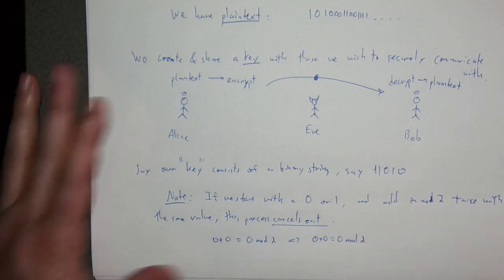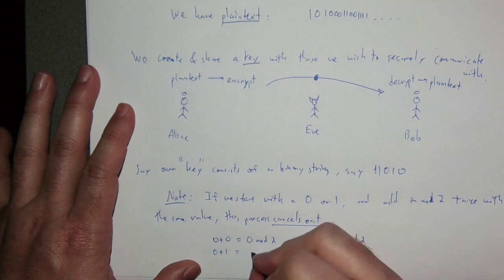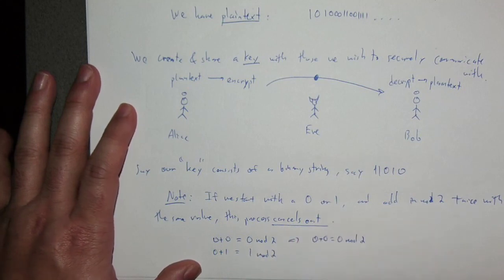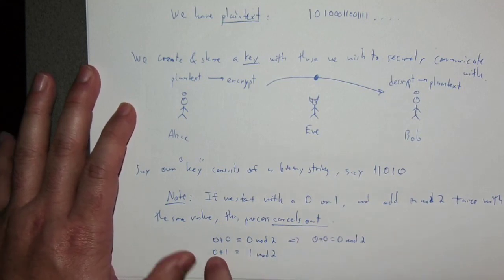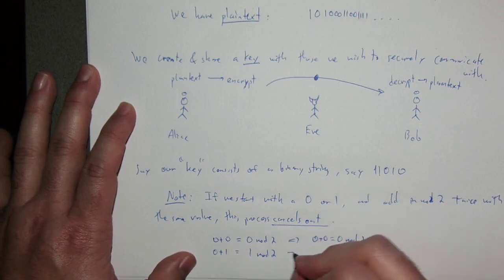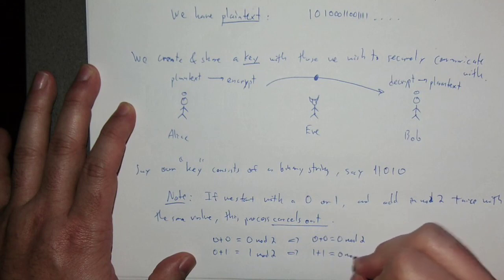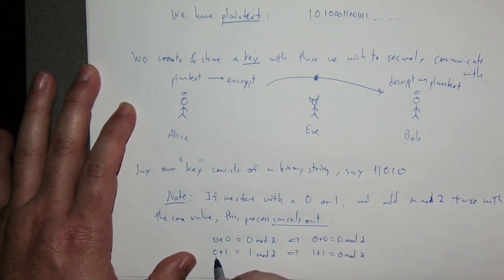And maybe you didn't see what I did there. So let's say 0 plus 1 is equal to 1 mod 2. But then, so I started with 0, added 1 to it, got 1 mod 2. Now I want to take this 1 and add 1 to it. So then 1 plus 1, well, that's 0 mod 2. So I started with 0 mod 2, added 1 to it, got 1 mod 2. Took that 1 mod 2 and added 1 to it and got 0 mod 2.